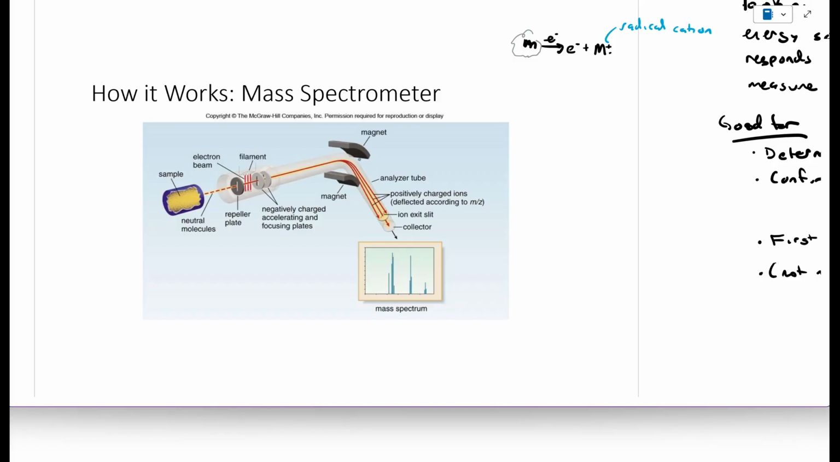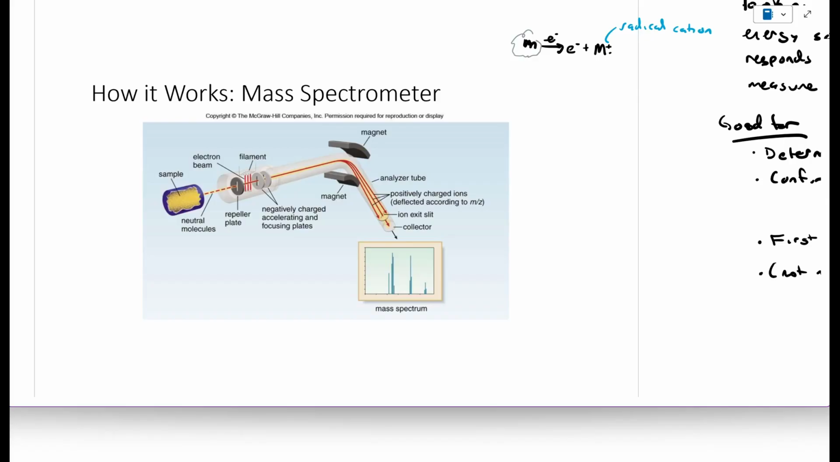Now, it should just go straight through and hit the end of the curved tube, except there is a magnet surrounding the curve of this tube. And when you have a charged molecule, it can be deflected by a magnetic field. So the molecule goes to this curve in the tube, and the magnet deflects the charged molecule. Really light molecules get deflected a lot. Really heavy molecules don't get deflected very much. Really light molecules get deflected so much they end up hitting the wall on the side over here. Really heavy ones end up hitting the wall on the side over here. But one molecule with exactly the right mass will get deflected at exactly the right angle to make it through the exit slit and into the collector and be detected.